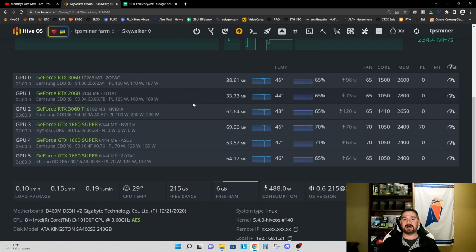In today's video, I want to test these three 1660 Supers to see if we can understand how the differences between them impact their ability to mine ERGO. So let's take a look at the three cards.